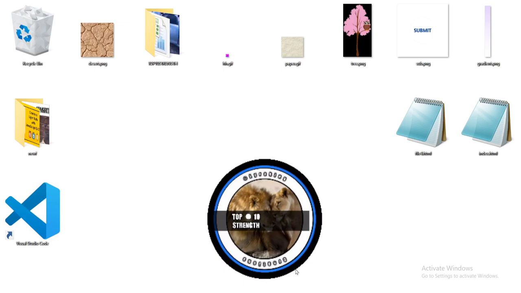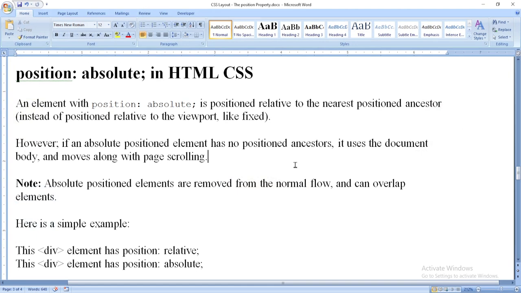Welcome back everyone. Quickly, let's continue our discussion on CSS position, and right now we will be discussing position absolute in HTML CSS. An element with position absolute is positioned relative to the nearest positioned ancestor instead of relative to the viewport like fixed. However, if an absolute positioned element has no positioned ancestors, it uses the document body and moves along with the page scrolling.